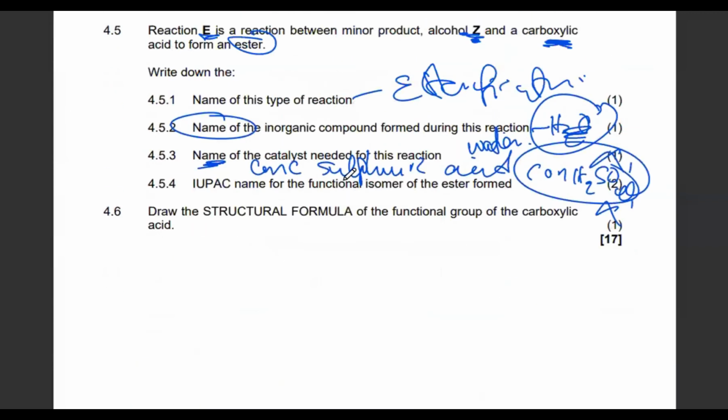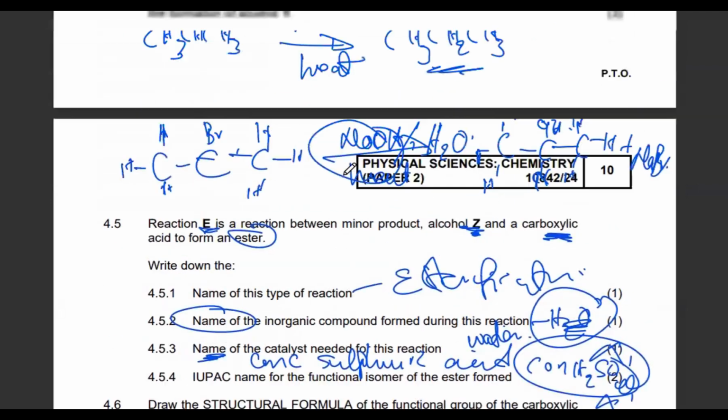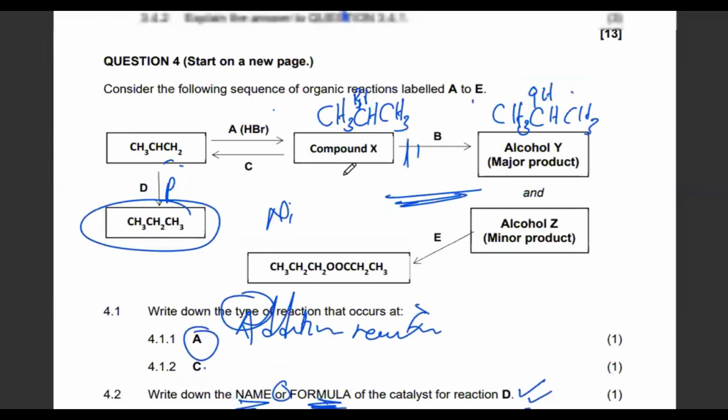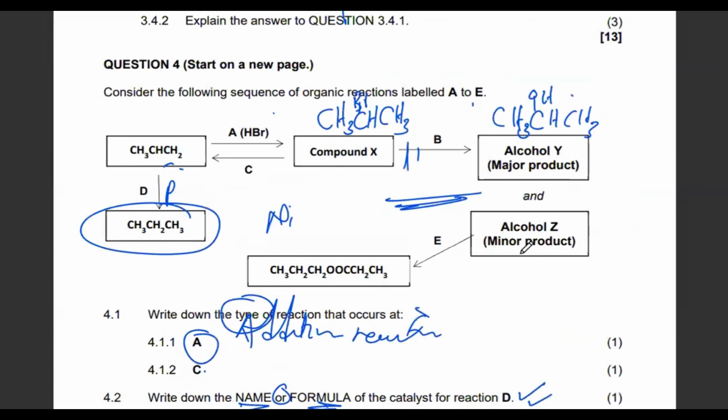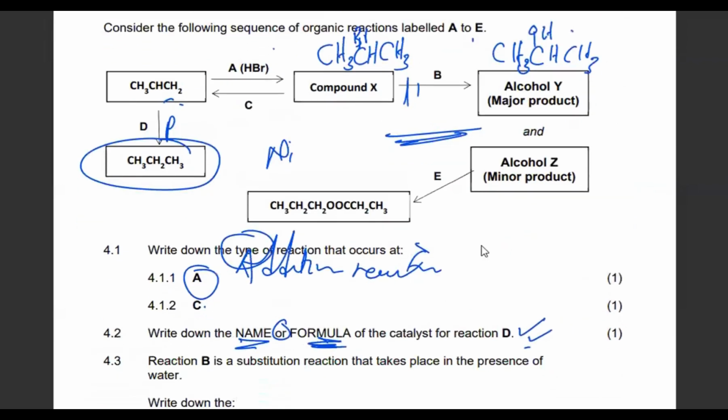Then they're asking for the IUPAC name of the functional isomer of the ester formed. If you look at the alcohol and the carboxylic acid here, it's 1, 2, 3, 4, 5, 6.